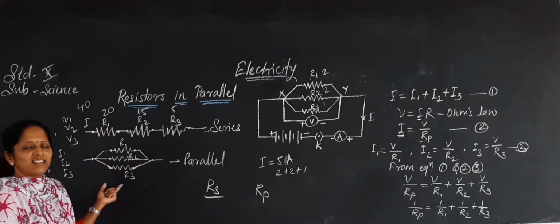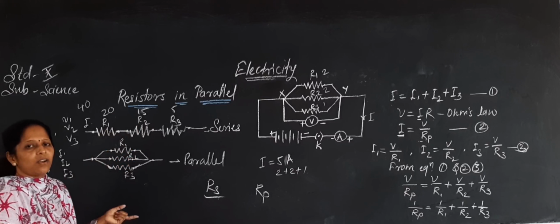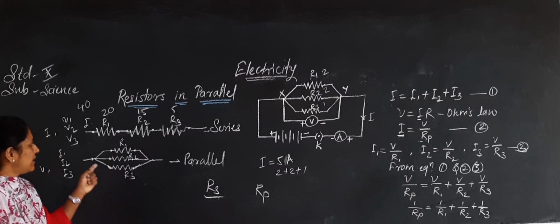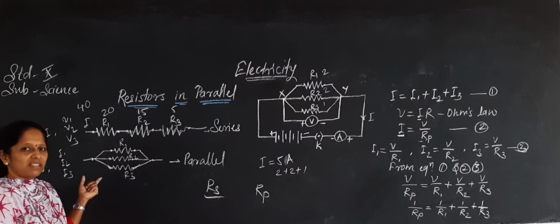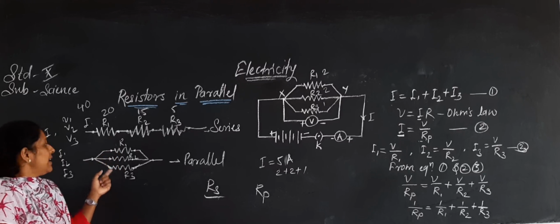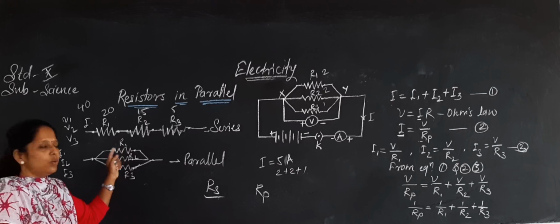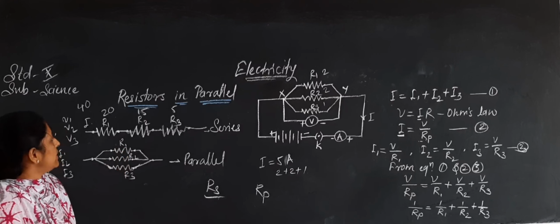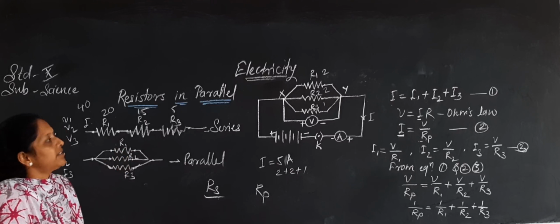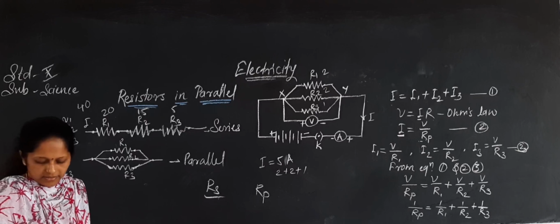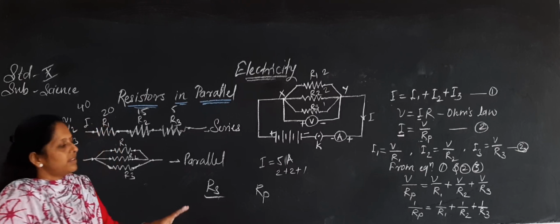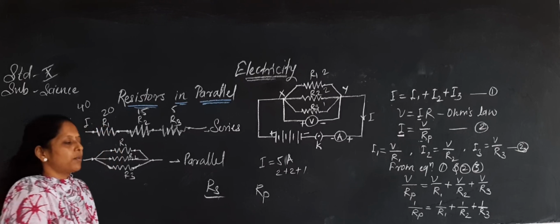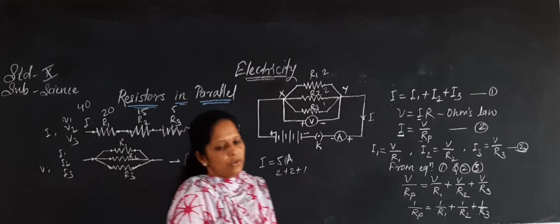Whatever the other resistor is, if it fails or current is not flowing through it or the circuit is broken there, the others work independently in the parallel connection. So this is about resistors in parallel and series. These are the equations, and there are some problems too. You should try to solve the problems also. Thank you.